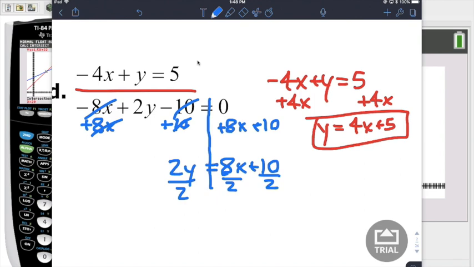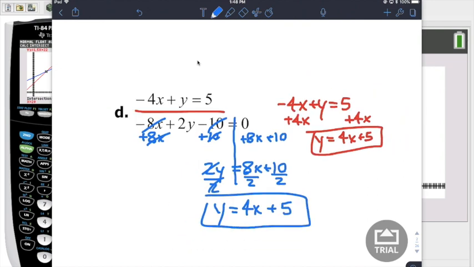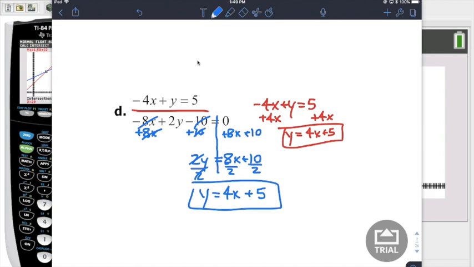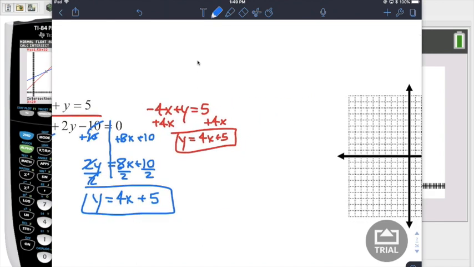If you have 2 times y, divide by 2 to cancel those out. So that gets us 4x plus 5. Now notice here, these are the same exact equations. So before we graph, we can hopefully recognize that this will have infinitely many solutions right there.